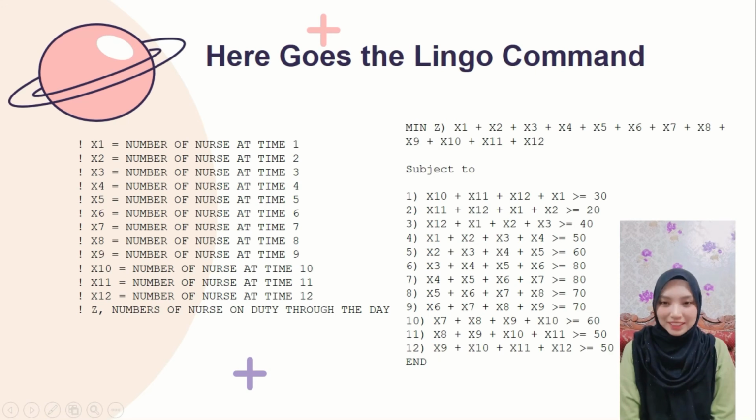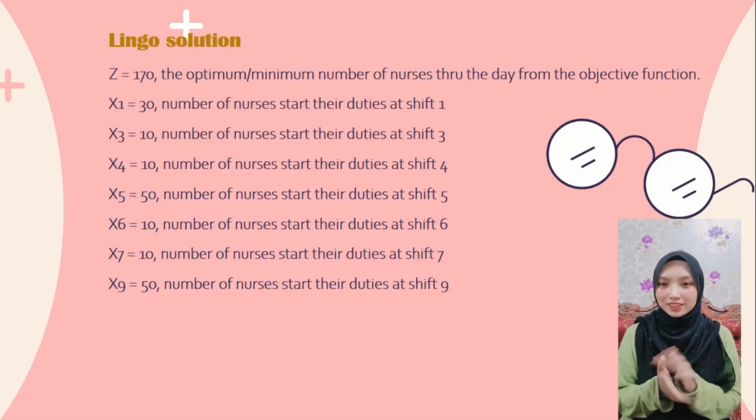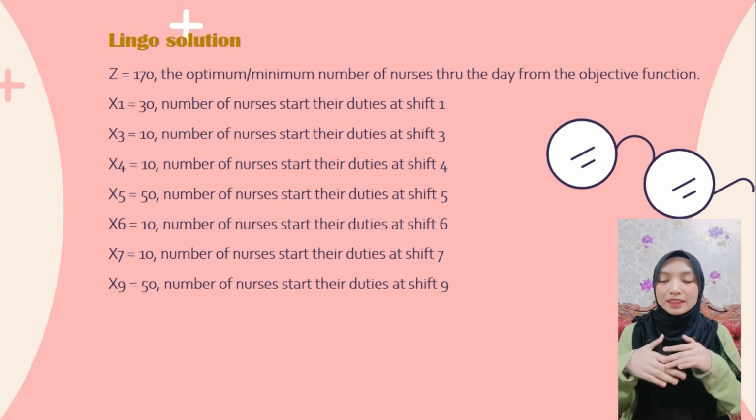Next, I will present how to solve this equation using LINGO. So this is our LINGO command that will be solved. Here is the LINGO result. Here we can see that Z is 170. It shows the optimum and the minimum number of nurses that will work through the day.